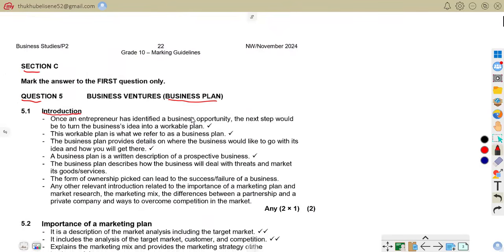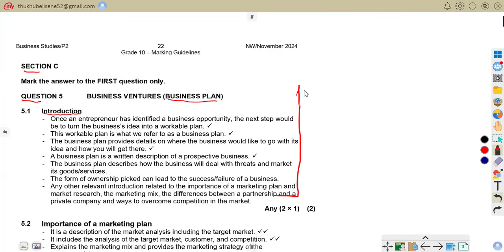So you know very well when you're talking about a business plan, good people, in a short summary, you're talking about a written document that outlines a company's goals, strategies, target market, and financial forecast. So that is what, in short, it means when you're talking about a business plan.